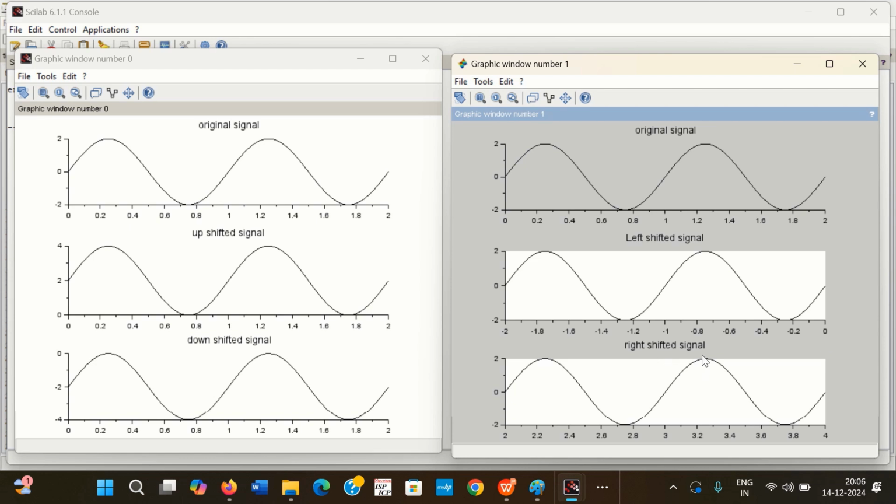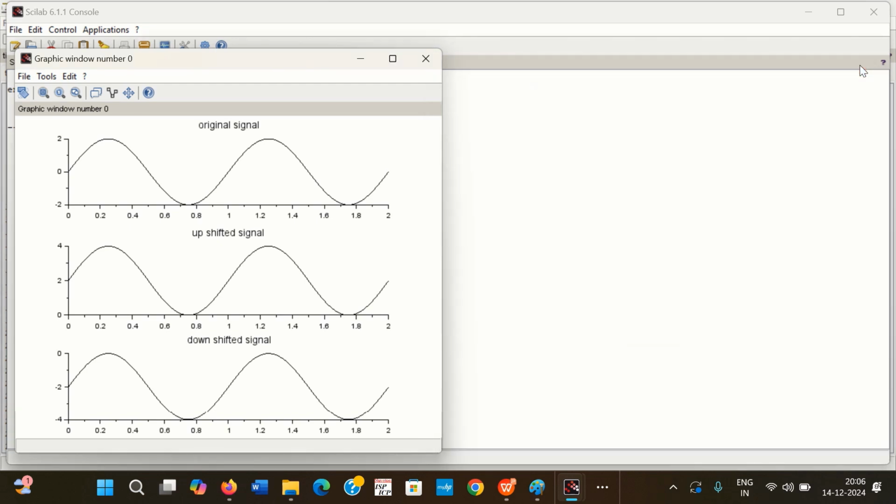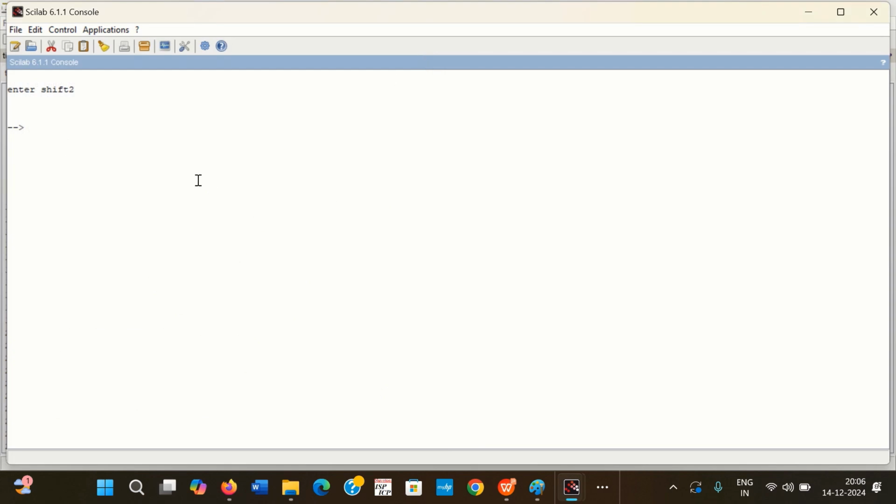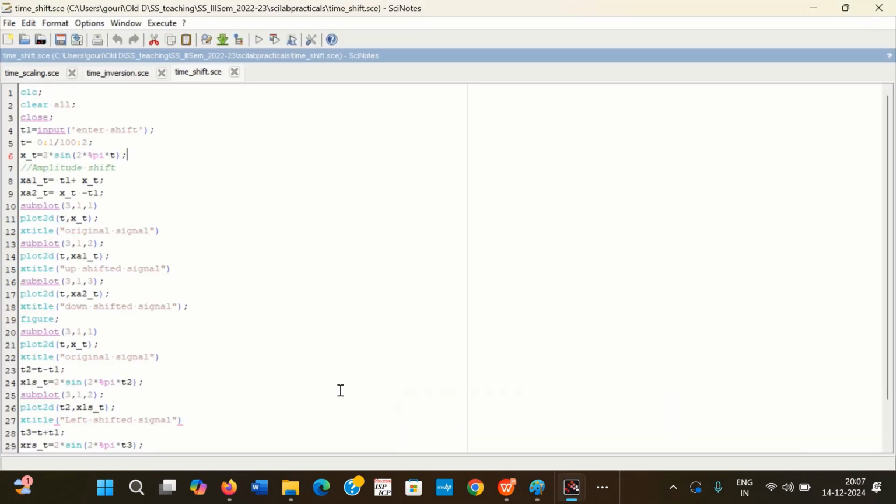Similarly, in the right shifted signal, the amplitude axis is the same, but now the time values have changed, and the signal is starting from 2 and extending up to 4, as compared to the original signal from 0 to 2. So here also we can clearly see that the signal which was earlier starting from 0 is now starting from 2, so it has been shifted by an amount of 2 to the right side. So this is the shifting operation performed on the signal.